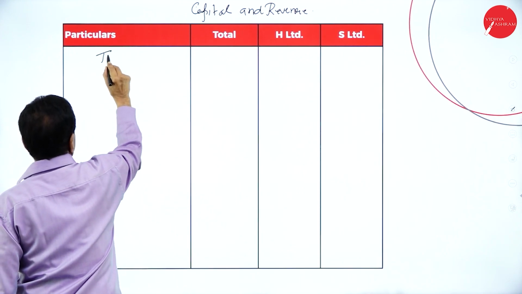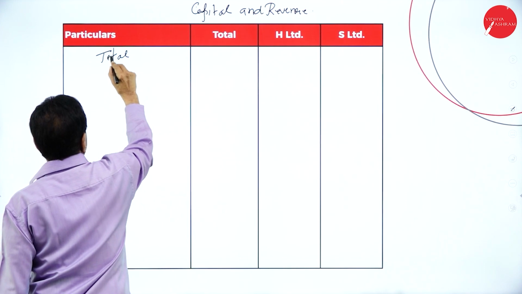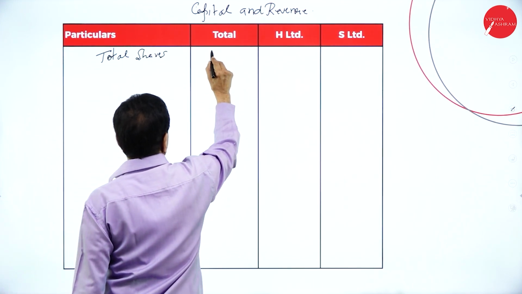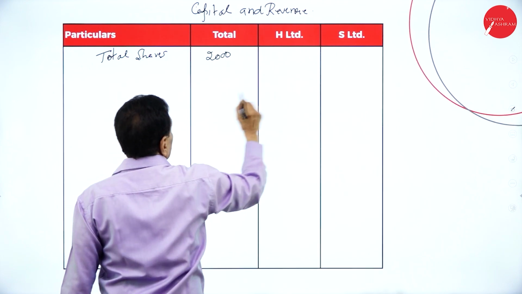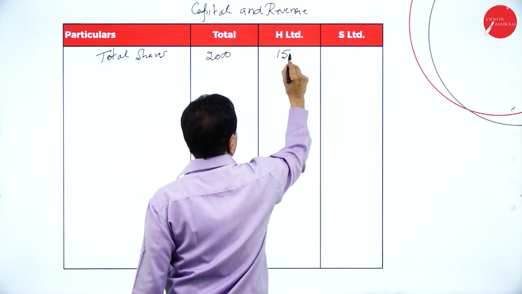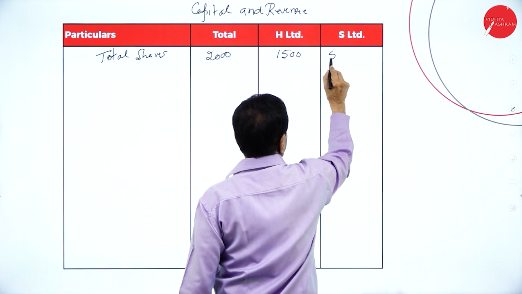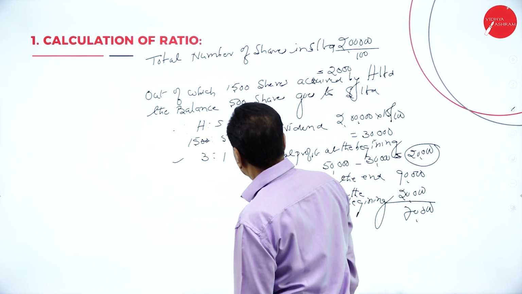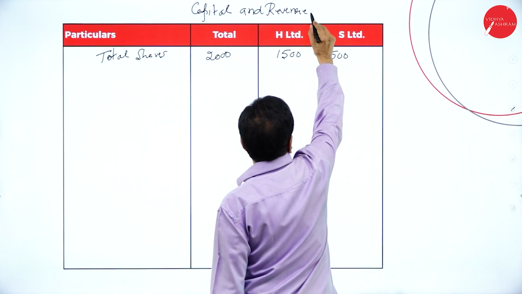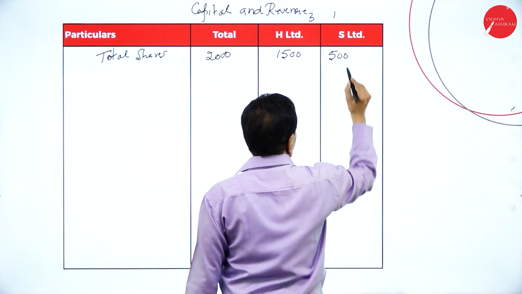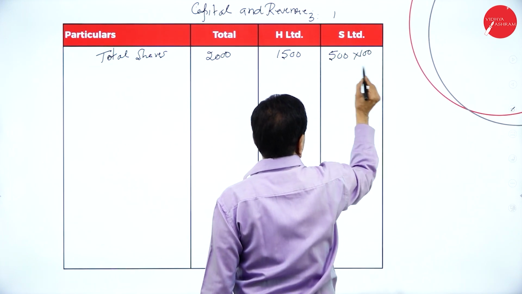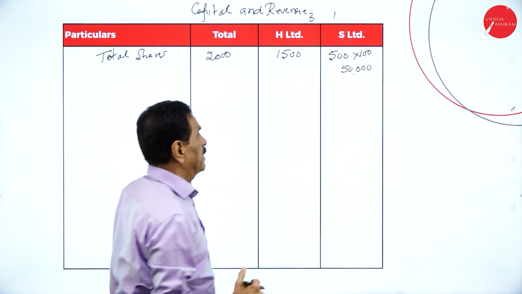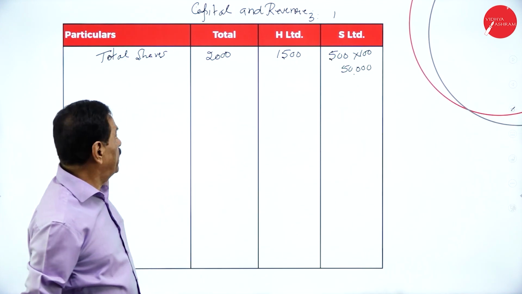Total shares, $2,000 shares. 1,500 acquired by H Limited, 500 shares go to minority. So they are in the ratio of 3:1. So 500 into 100, this is 50,000. Yes, S Limited, 500 into 100 is 50,000.